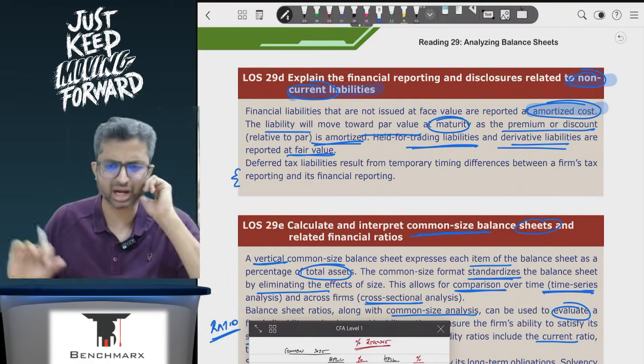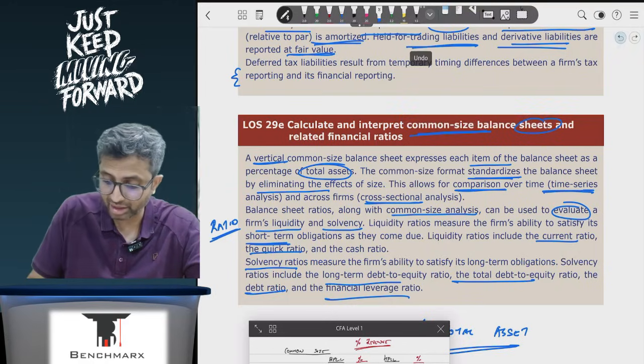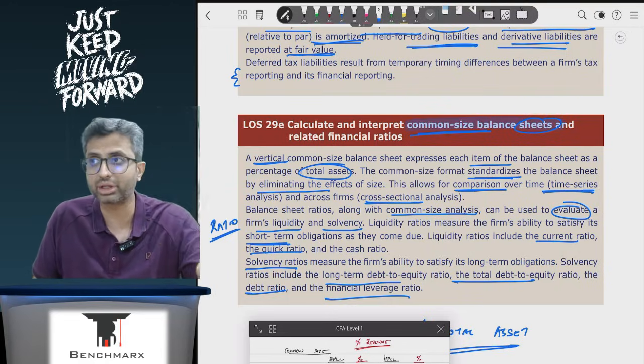All of this will be done at a lot of length. Now, when you're looking at common size balance sheets, again, like you have a common size profit and loss, which can help you in your analysis.